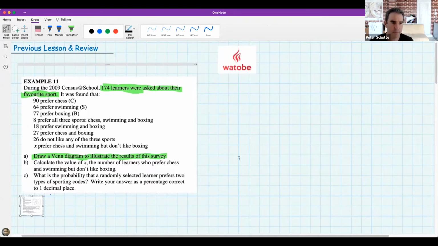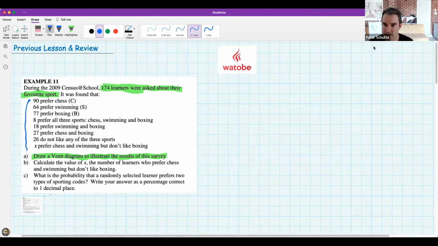So, I'm given the survey and there are 174 students who were asked what their favorite sport is, and we're given a whole bunch of information. And then the first thing says draw a Venn diagram. So maybe what is that going to consist of? Who would like to raise their hand and give some input or an idea?